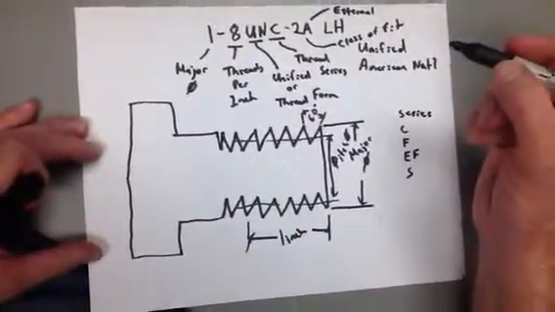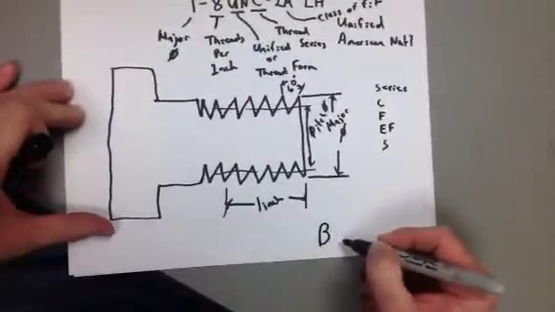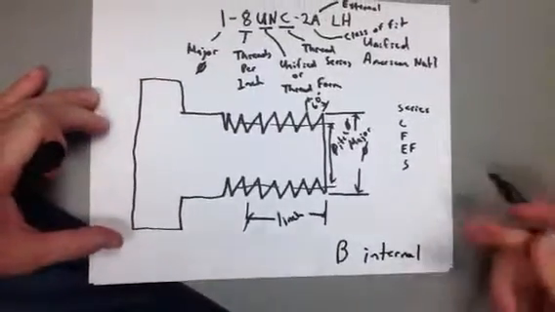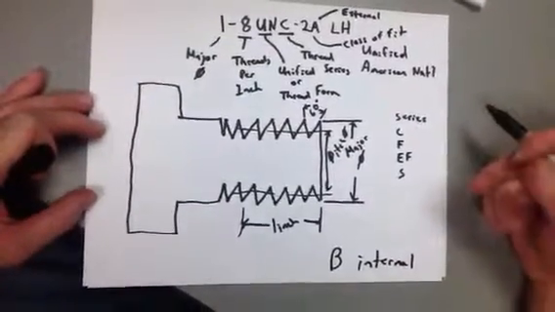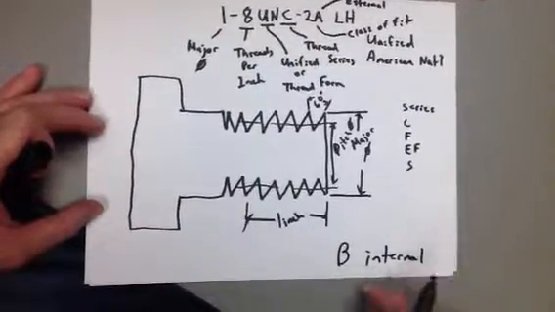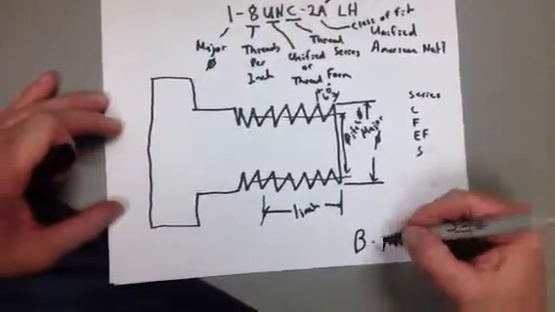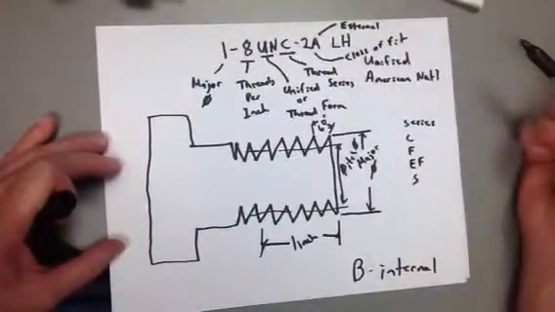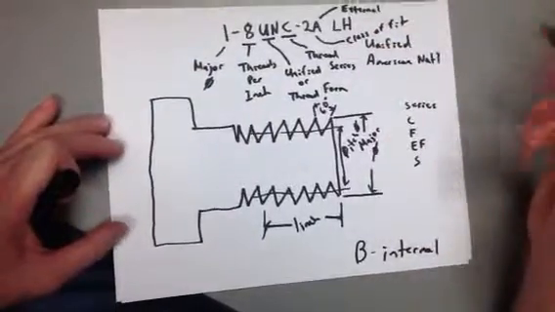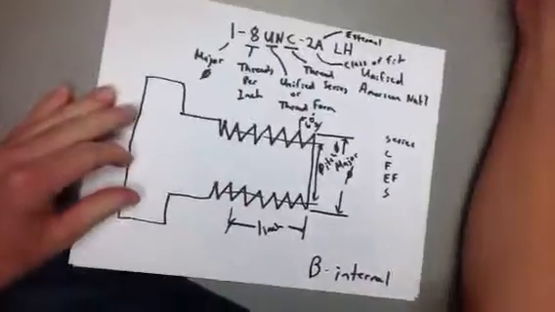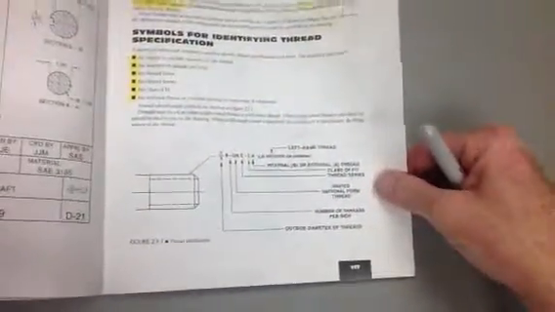B would be an internal thread. You would produce that with a tap, or you could chase it in a hole with a threading bar, boring bar with the threading tool in it. But that is an internal thread, B. So you could have an A or a B right here on the end. And then, of course, left hand is going to be LH. Don't have much room left on there, so I'm not going to write that one on there. So that covers everything on this first page. It talks about all the stuff on the first page.